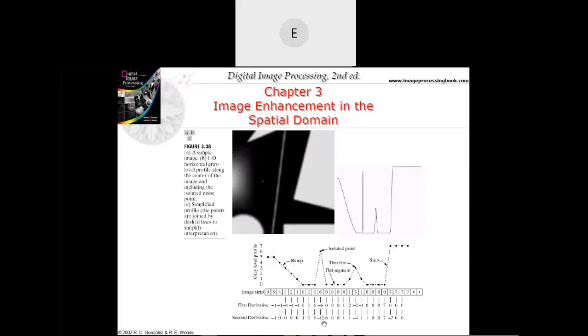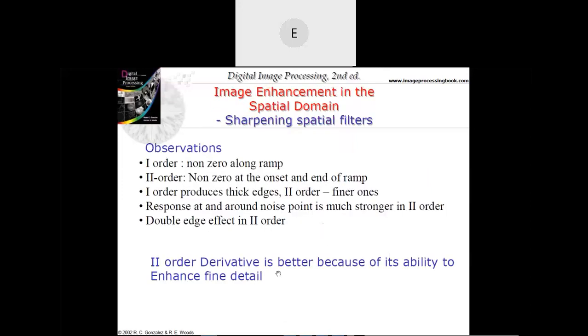Now observe the same thing in the second order derivative. The value is changing from 6 to minus 12 and minus 12 back to 6. So the change is too much here. 6, it is going to minus 12. Again from minus 12 it is coming back to 6. So that's exactly what I have written here. So the response at and around the noise point is much stronger.